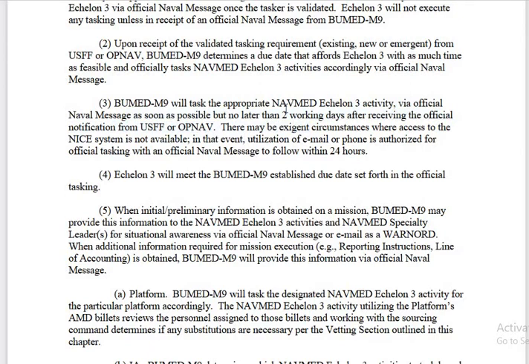Email or phone is authorized for contact of that information. For whatever reason, if the system's down and unable to generate that naval message, the naval message needs to follow within 24 hours, but they're not stuck with following that. They can just directly call or email the region.